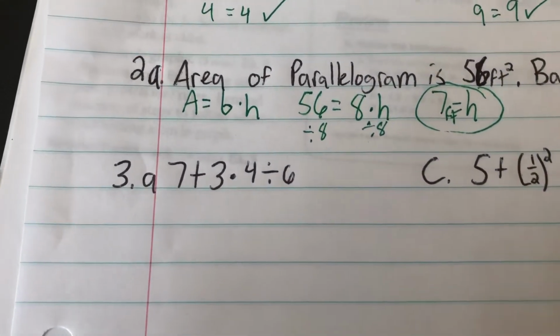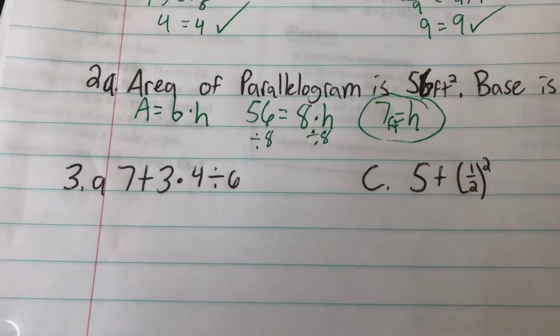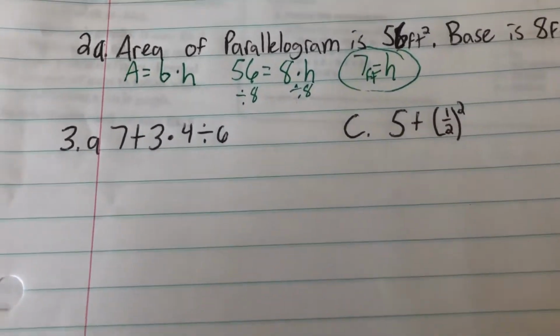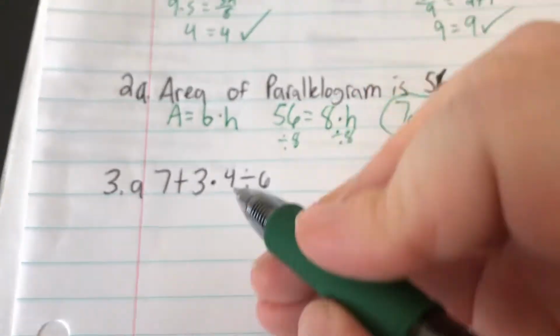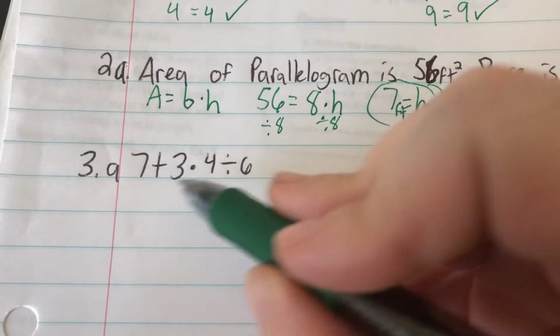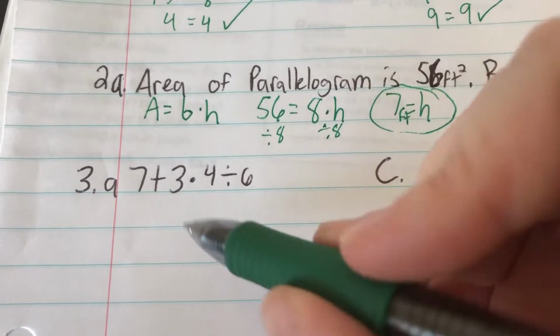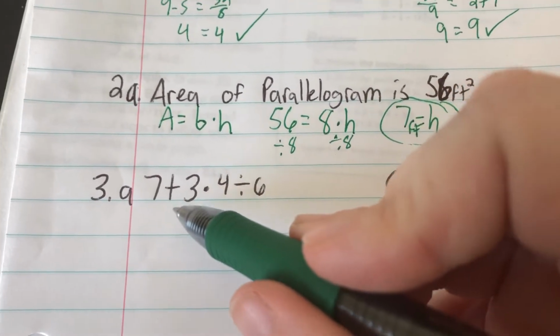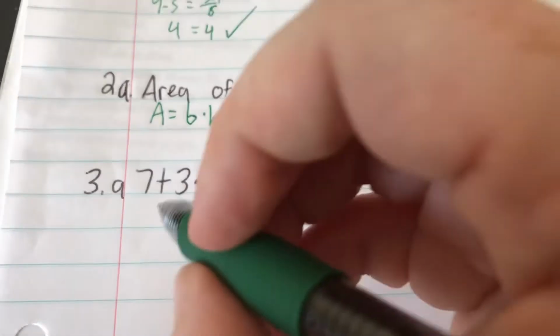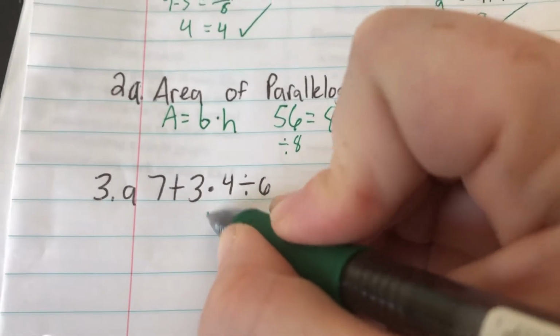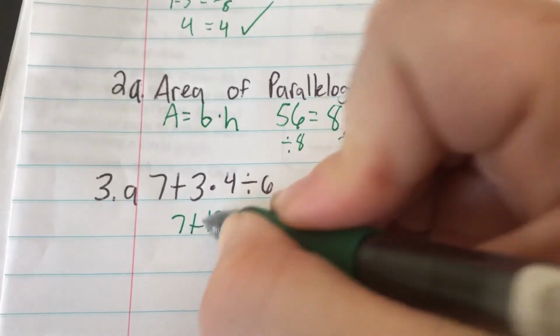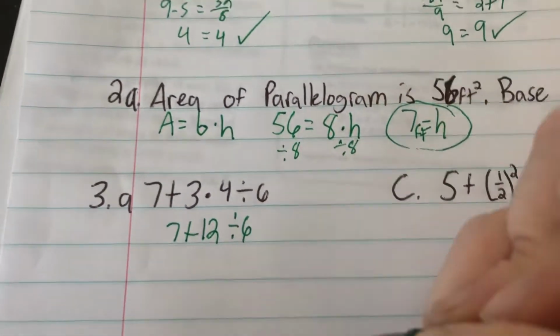Number 3. On A, it is wanting us to do our order of operations from a few pages back. So first we look, there's no parentheses, there's no exponents. Then we look at multiplication, division. We go from left to right. The first one I see is multiplication. This 3 times 4 equals 12. So 7 plus 12 divided by 6.